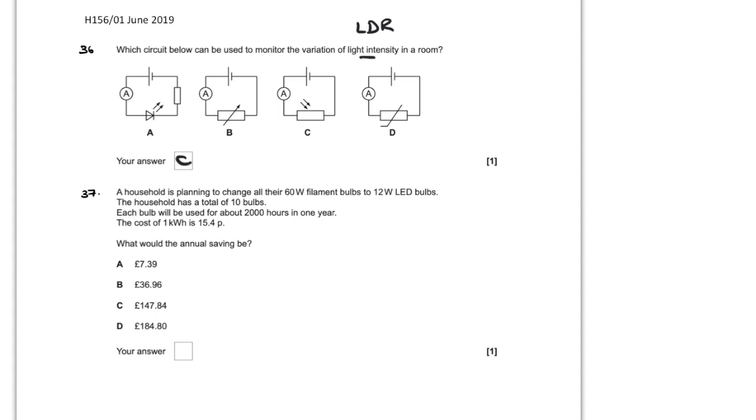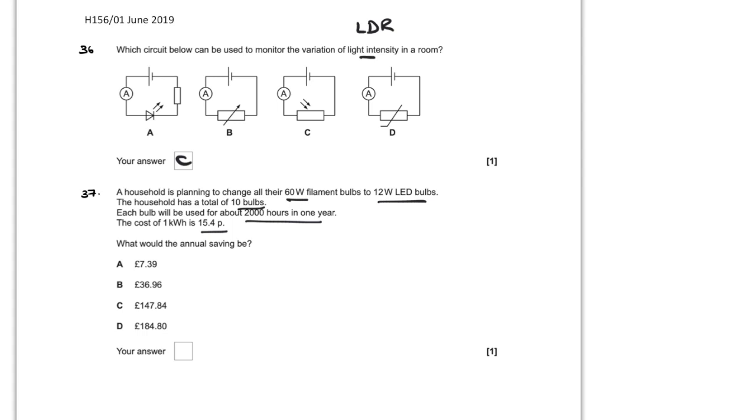For question number 37, a household is planning to change all their 60 watt filament bulbs to 12 watt LEDs. The household has a total of 10 bulbs, and each bulb will be used for about 2,000 hours in 1 year. The cost for 1 kilowatt hour of energy is 15.4p. What would be the annual saving? We can work out the total cost with the 60 watt filament bulbs versus the total cost with 12 watt LED bulbs, and then consider the difference between the two. Have a go if you want to try it, you can pause the video.